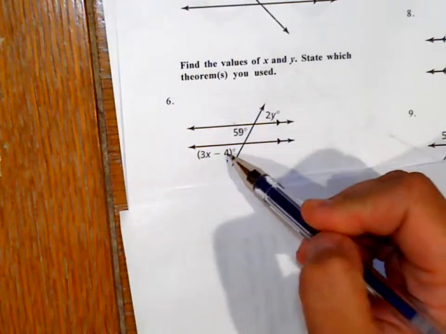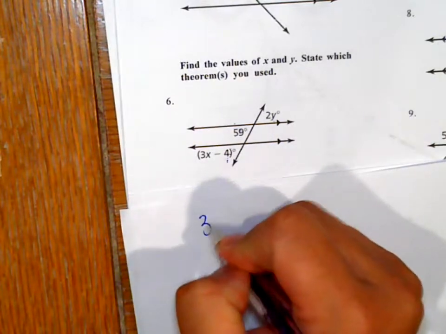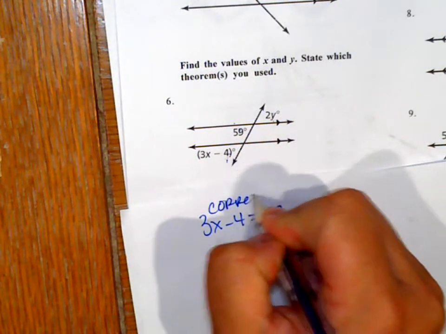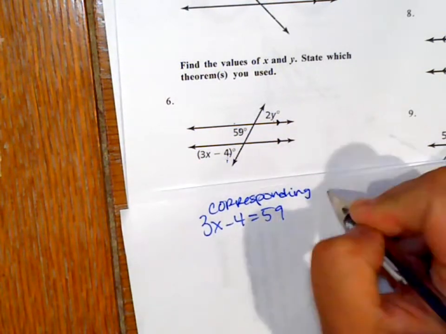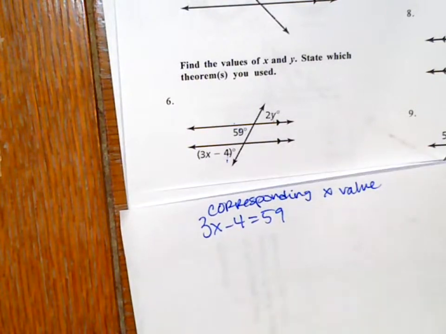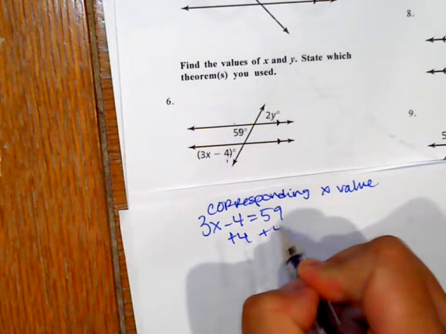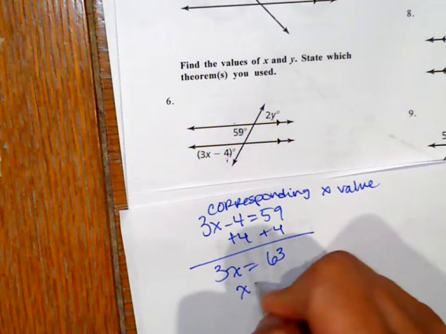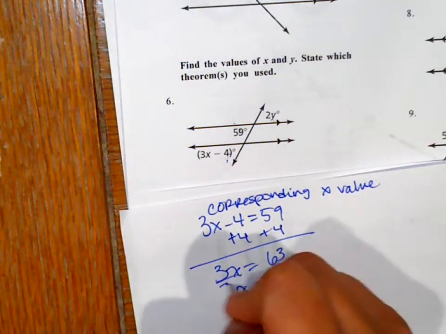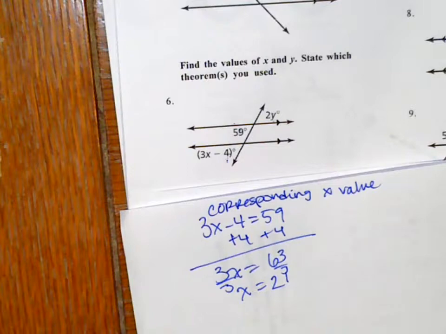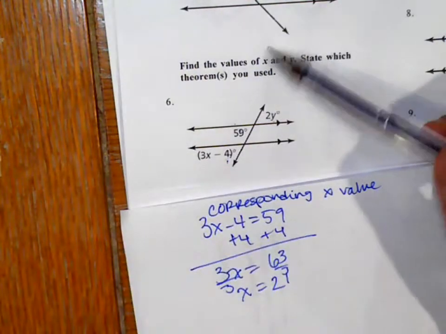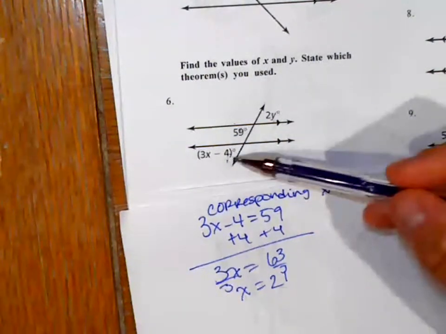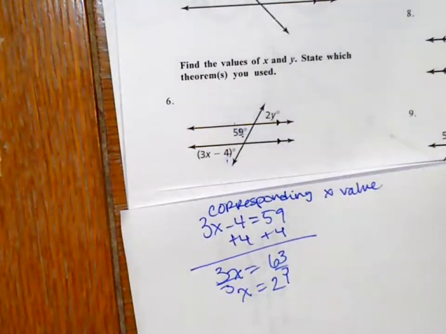So corresponding angles right here are equal to each other. 3x minus 4 equals 59, and that's corresponding. And this is for the x value. Solve. 3x is equal to, is that 63? x is equal to 21 when you divide both sides by 3. So there's your x value. On these, it's only asking you to find the value of x. It doesn't ask you to plug it back in and find the angle value, but you already know what the angle value has to be because these are corresponding angles, they're the same.